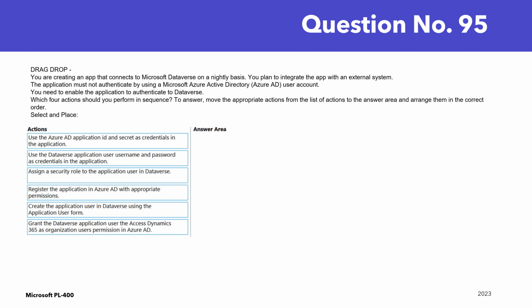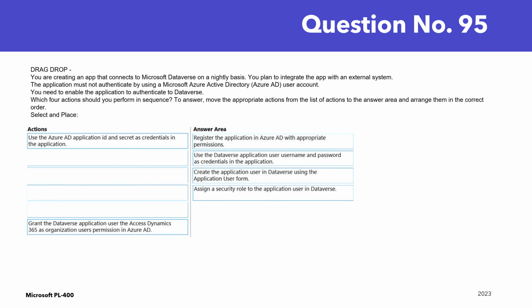You are creating an app that connects to Microsoft Dataverse on a nightly basis. You plan to integrate the app with an external system. The application must not authenticate by using a Microsoft Azure Active Directory, Azure AD, user account. You need to enable the application to authenticate to Dataverse. Which 4 actions should you perform in sequence?